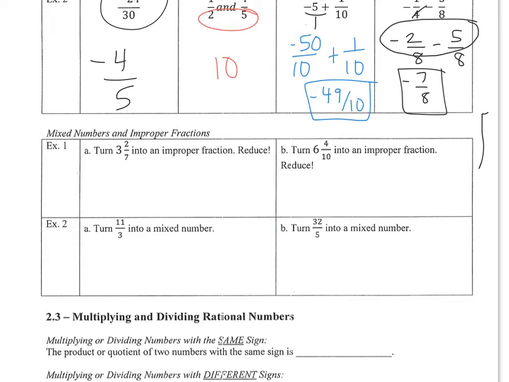So to write as a mixed number, what you need to do is multiply the denominator by the whole number. So 3 times 7 and get 21, and then add the numerator. So it's going to be 23, and you write it over the denominator. So I'm going to do the same thing over here. I'm going to multiply 6 times 10, which is 60, add the 4, so it's 64, and I write it over 10. Now both of these I should check to see if I can reduce. I could divide both of these by 2 and get 32 over 5.